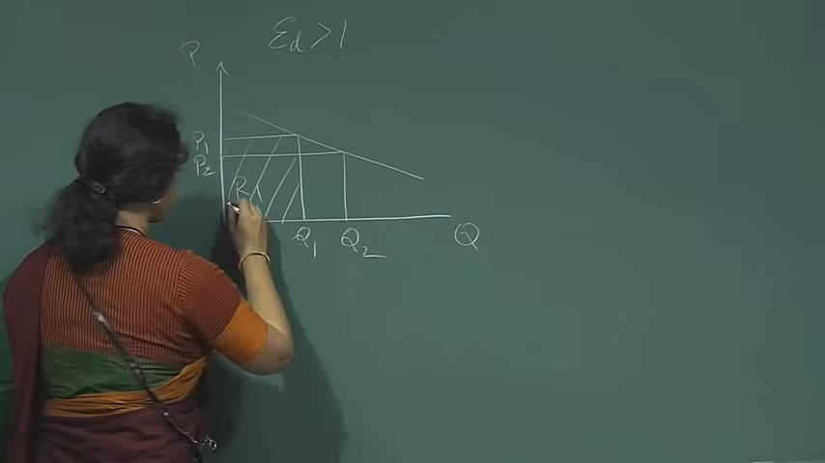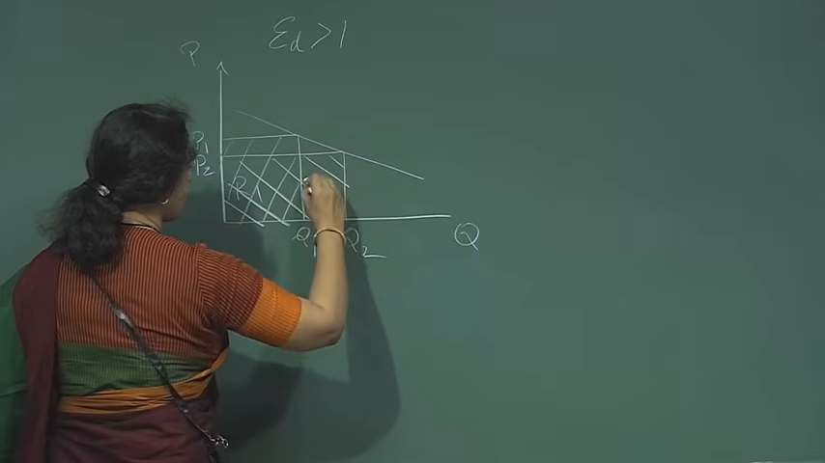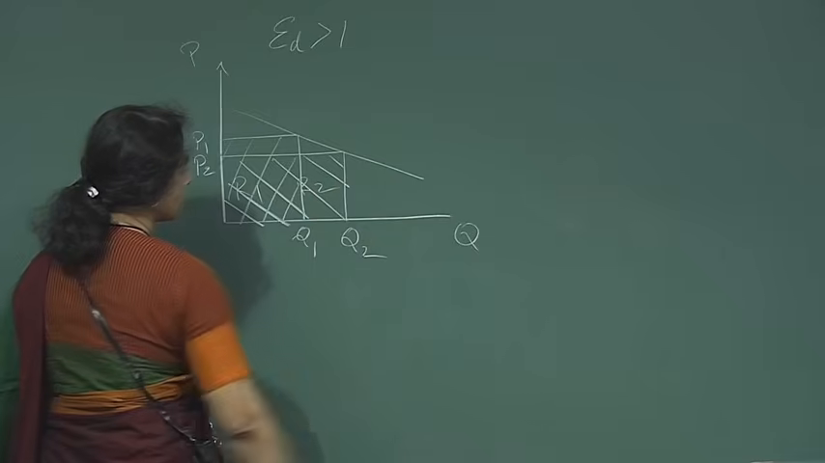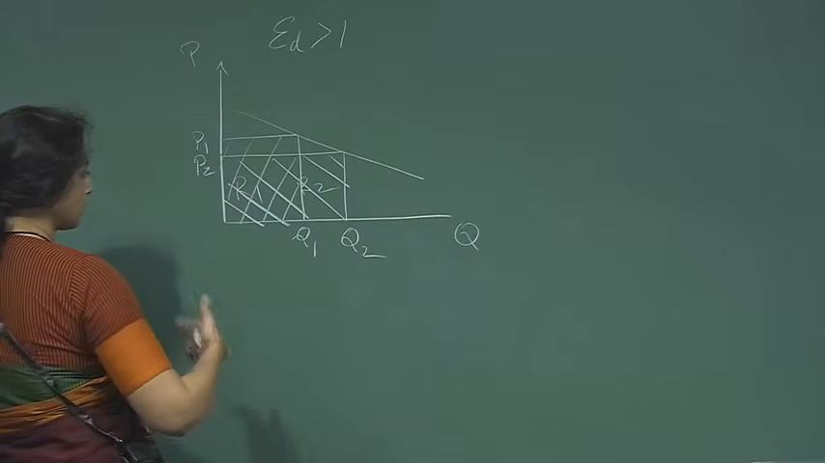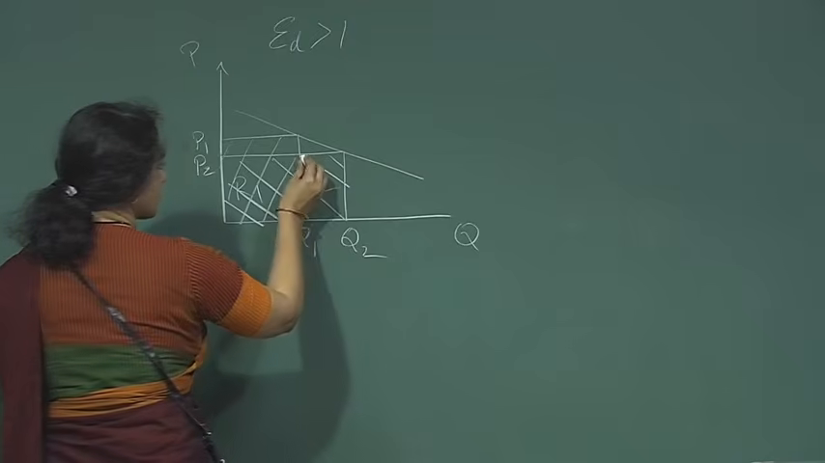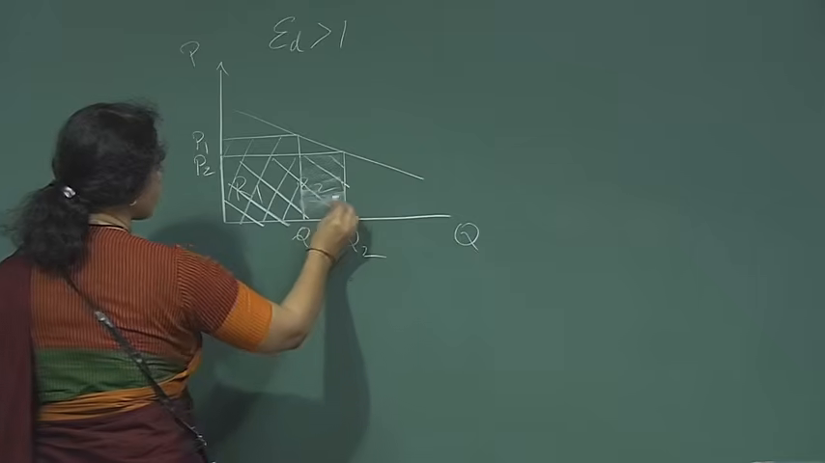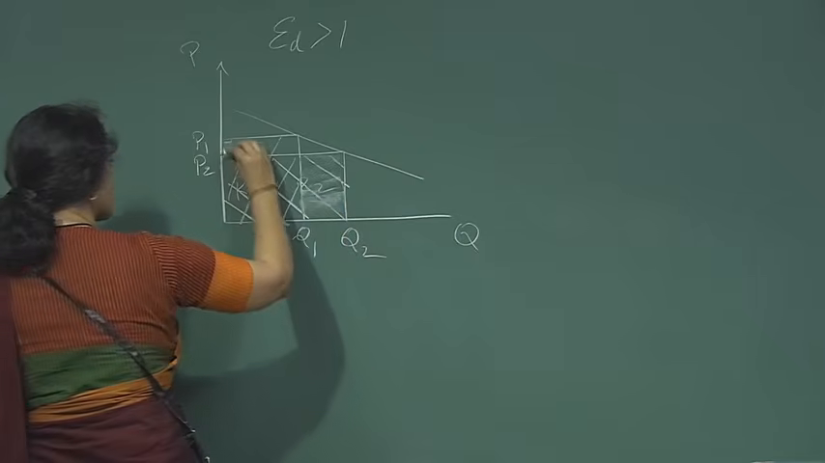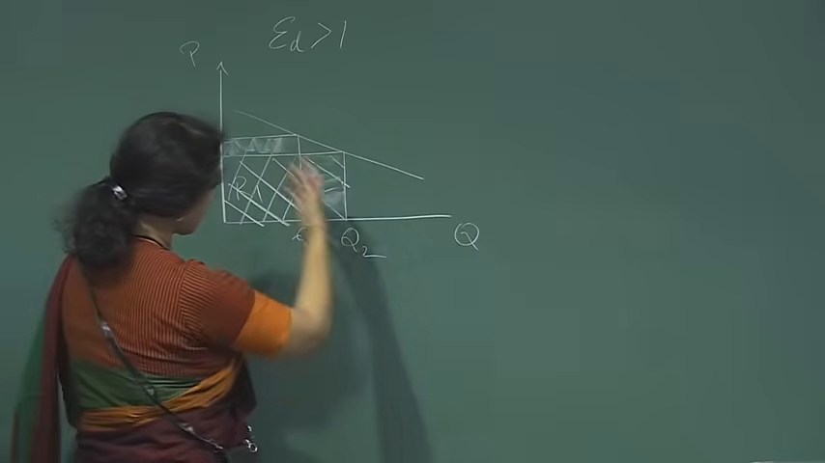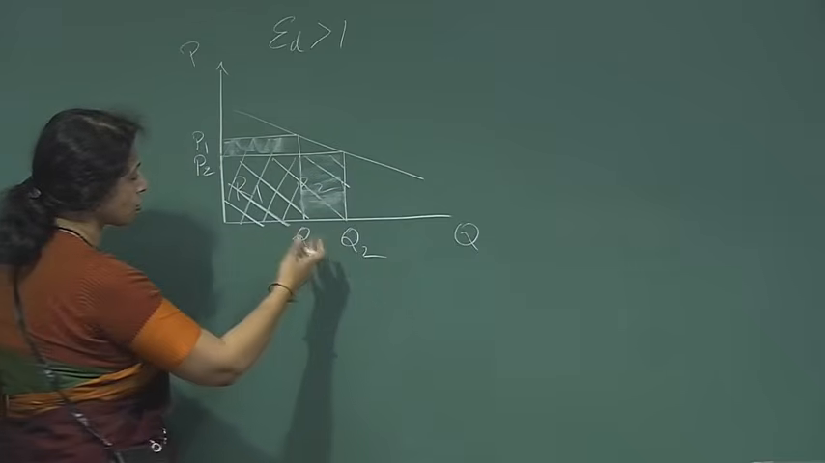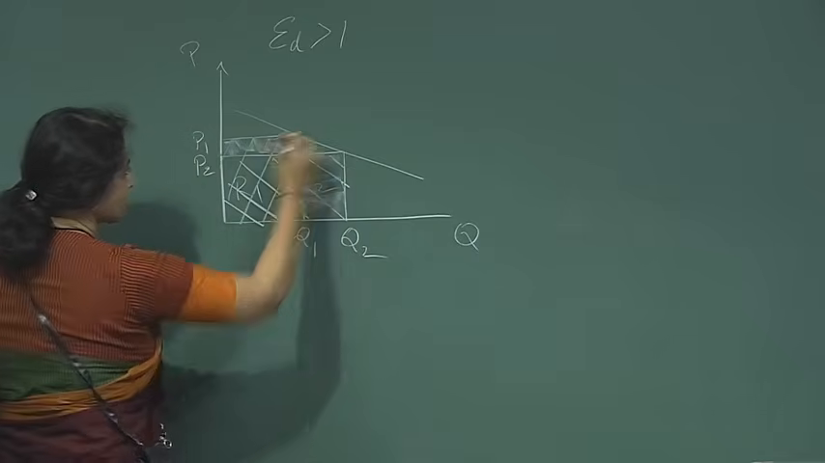The new revenue is this area. This is P2 into Q2, and this is the new revenue. So, the additional amount of revenue that the producer gets is this area, and the revenue that he has foregone by reducing the price is this area. So, it looks from the figure, at least, that this rectangle is larger than this rectangle.